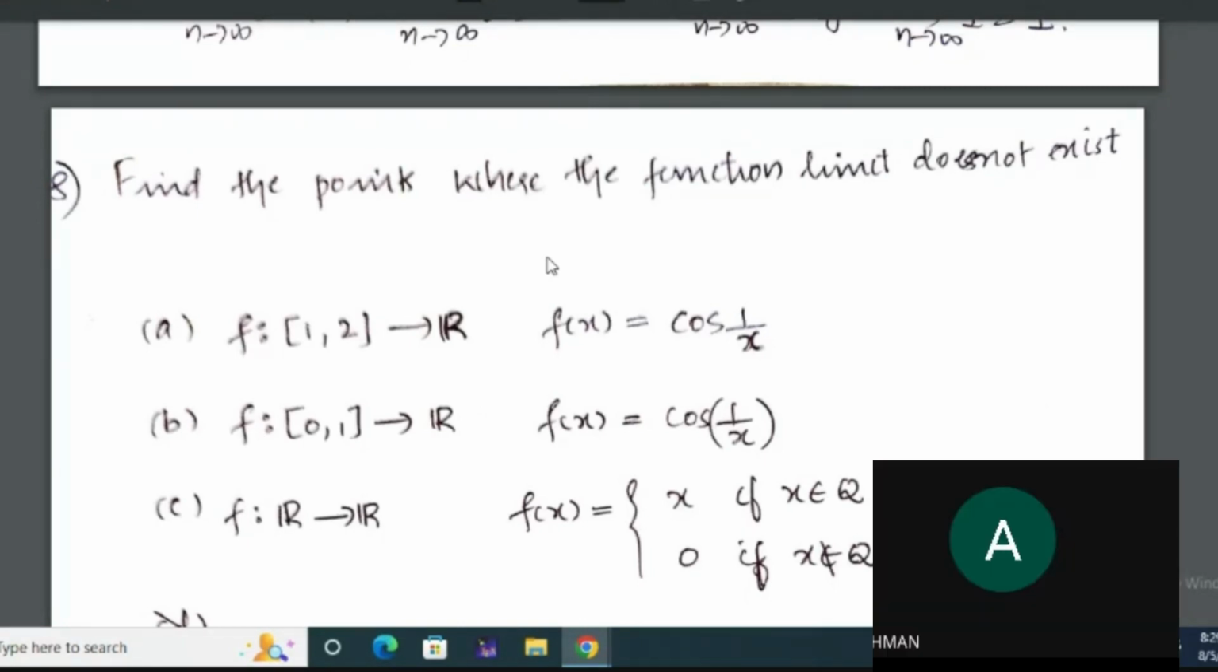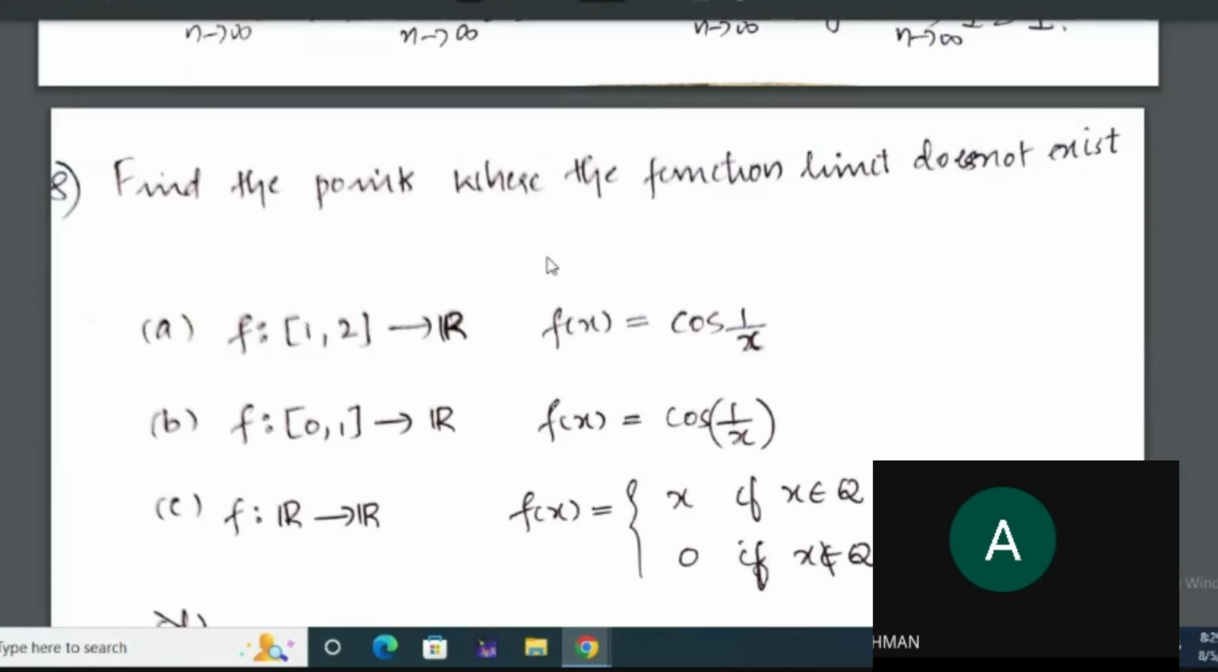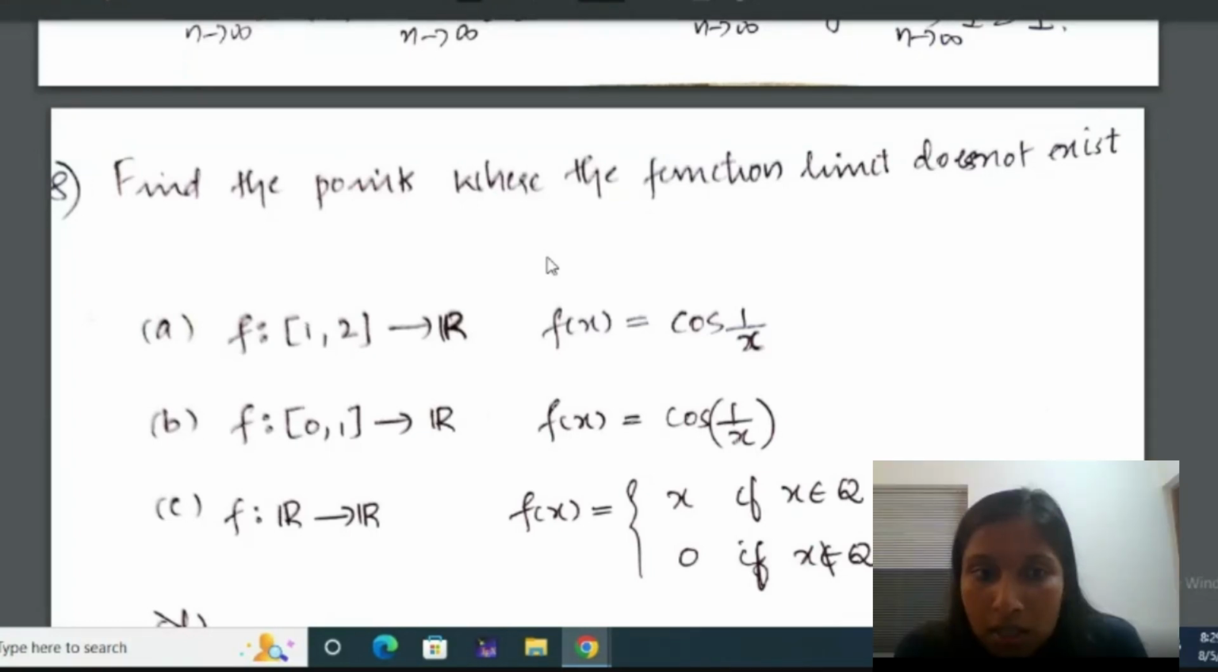Zero. Yeah, for option A, what will be the answer? Find the points. Will there be any points where the function's limit does not exist? Ma'am, endpoints are the both. Endpoint. So the function is cos 1 by x. So here at endpoints also we can find the limit.